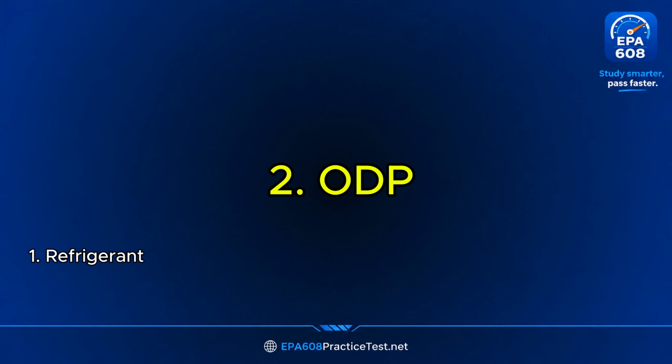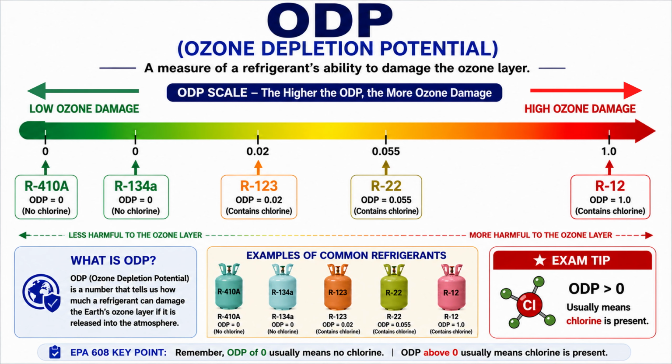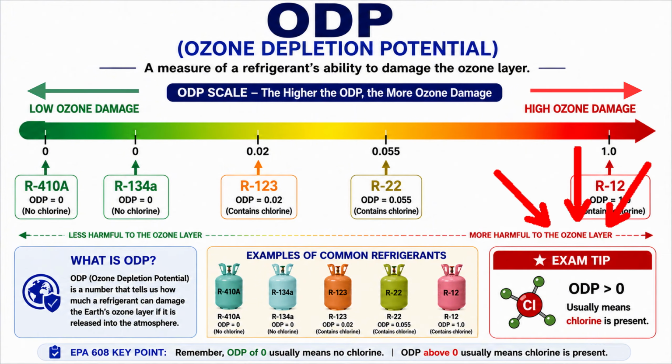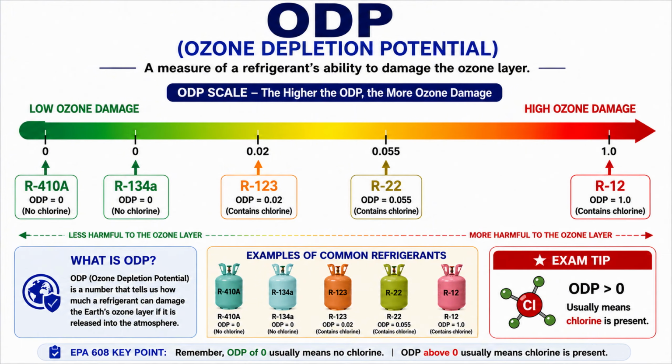2. ODP. ODP stands for ozone depletion potential. It measures a refrigerant's ability to damage the ozone layer. The higher the ODP, the more ozone damage it can cause. For the EPA 608 exam, remember this: ODP above 0 usually means chlorine is present.